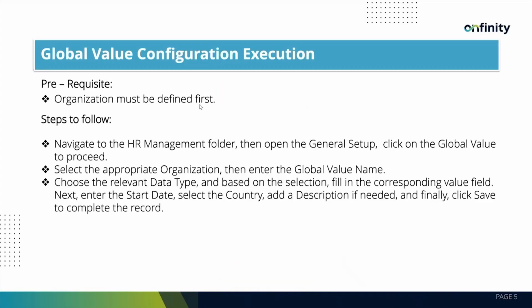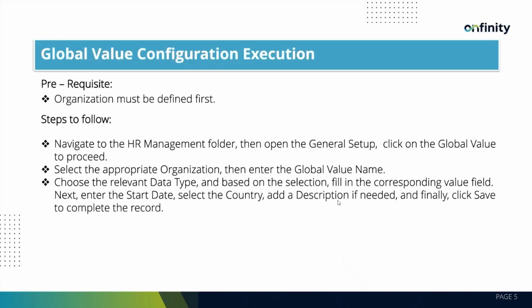First, ensure the organization setup has already been completed before proceeding. To continue, navigate to the HR Management folder, then open the General Setup, and then click on the Global Value to proceed. Next, select the appropriate organization, then enter the global value name. You will then choose the relevant data type, and based on your selection, fill in the corresponding value field. Next, enter the start date, select the country, and add a description if needed. Then, click Save to complete the record.